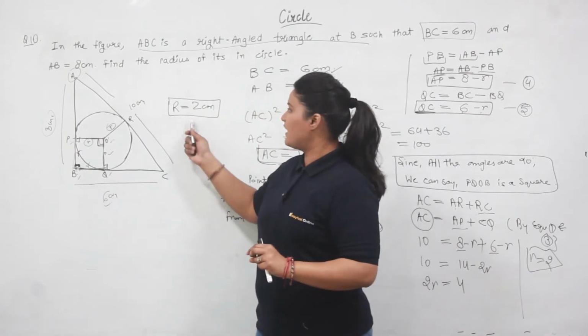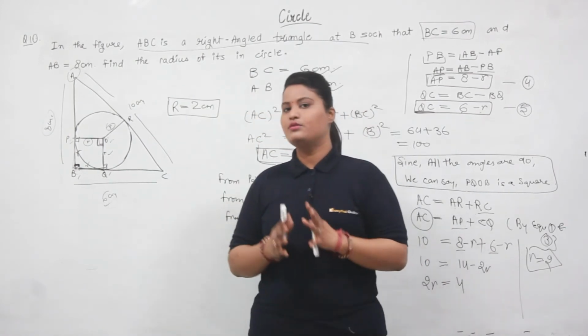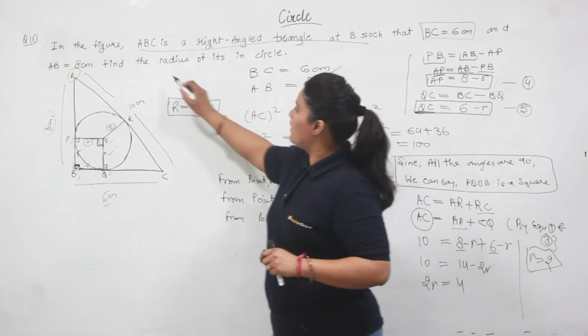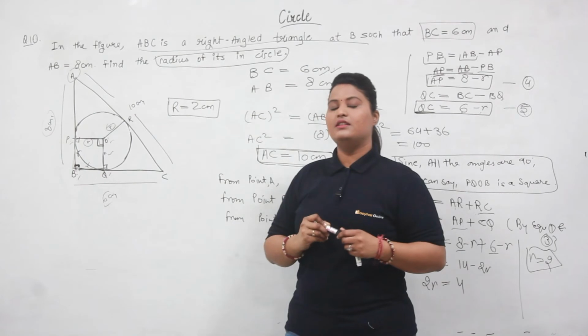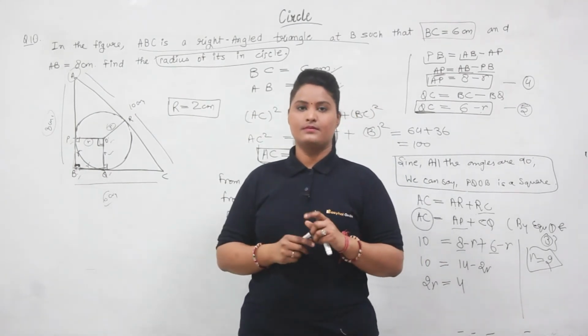I can write it here. R equals 2 centimeters, which was the required answer. What is the radius of the circle? Hence, the radius of the circle is 2 centimeters.